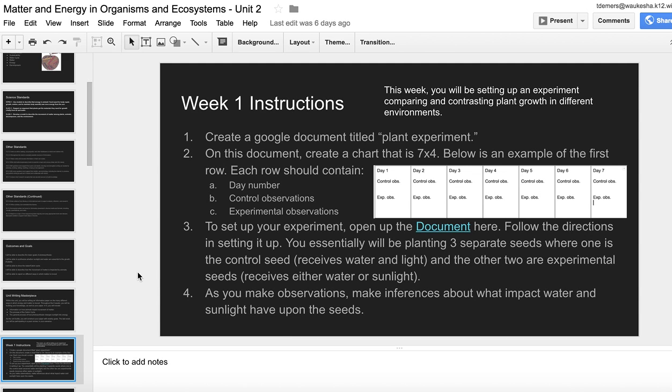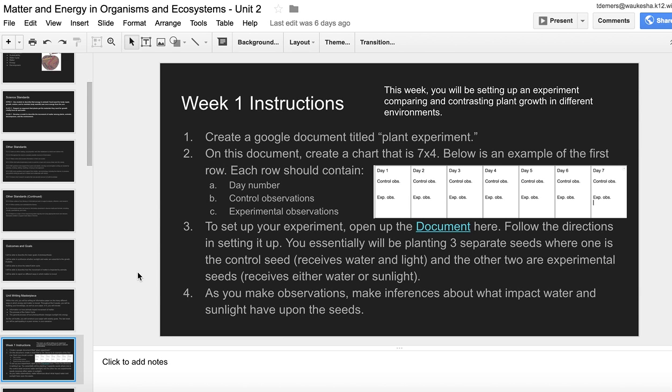As the unit goes on, you're going to be making observations daily, and I'd like you to make sure that you write detailed observations. And what I mean by that is you're going to use all of your senses, if it's appropriate, to make these observations. So what does it look like? What does it feel like? If it makes sounds, if you're allowed to taste it, you can do that. Make sure that that's okay with your parents. But you're going to use your senses to write these detailed observations.